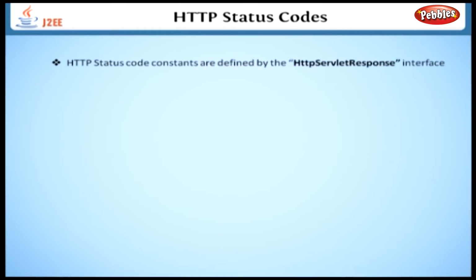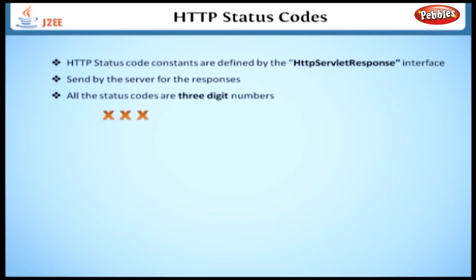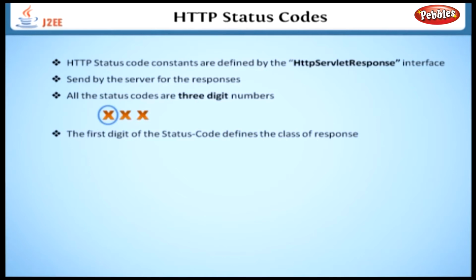HTTP status codes. The HTTP status code constants are defined by the HTTP Servlet response interface. These codes will be sent by the server for the responses. All the status codes are 3-digit numbers. The first digit of the status code defines the class of response.